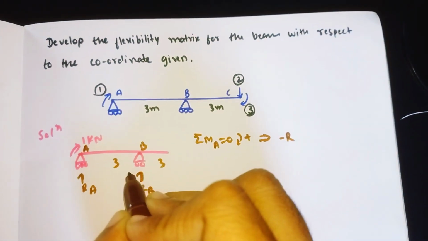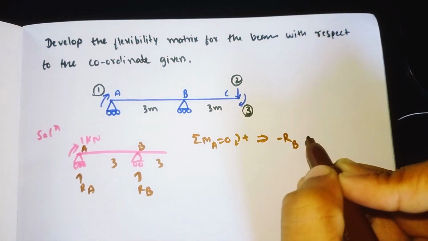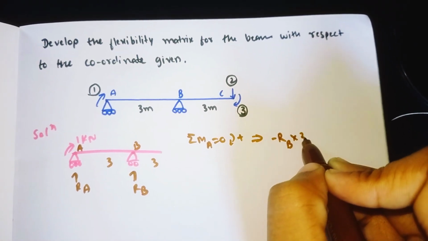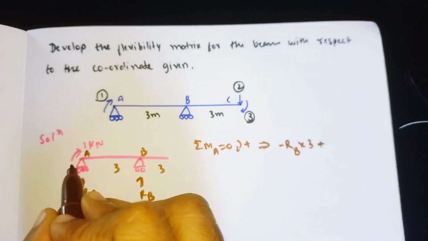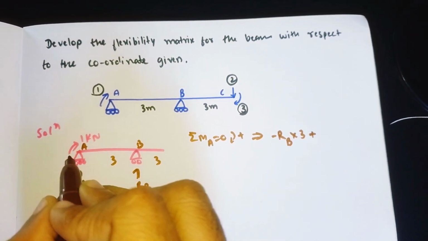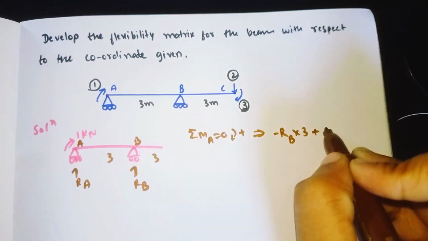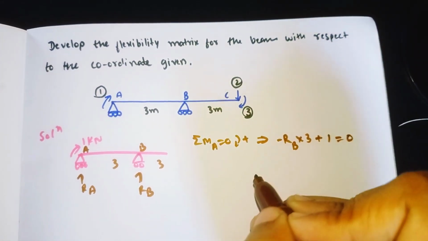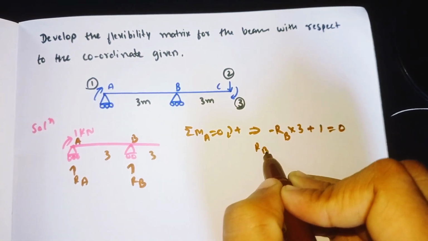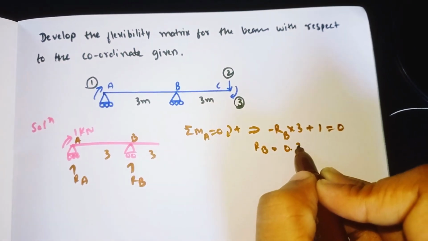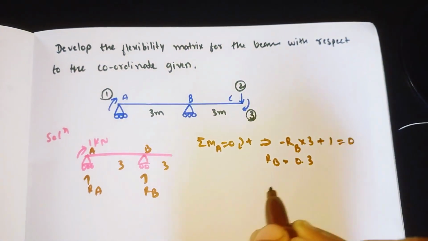So minus RB, because it is moving anti-clockwise, minus RB into distance of 3 meter, plus here one unit load is acting, that is 1 kN clockwise. So plus 1 is equal to 0. So now simplify it, our RB will come out as 0.3.